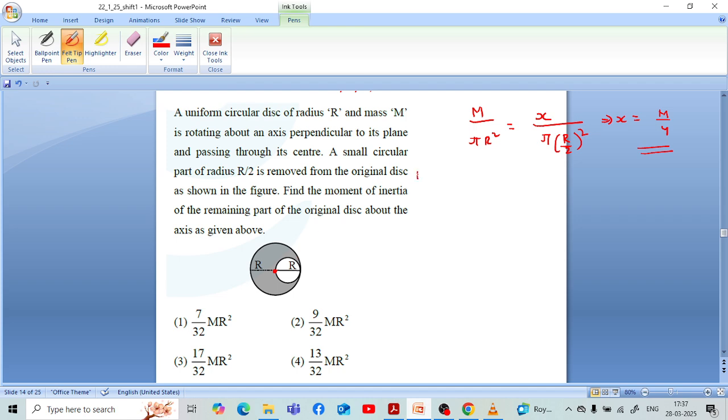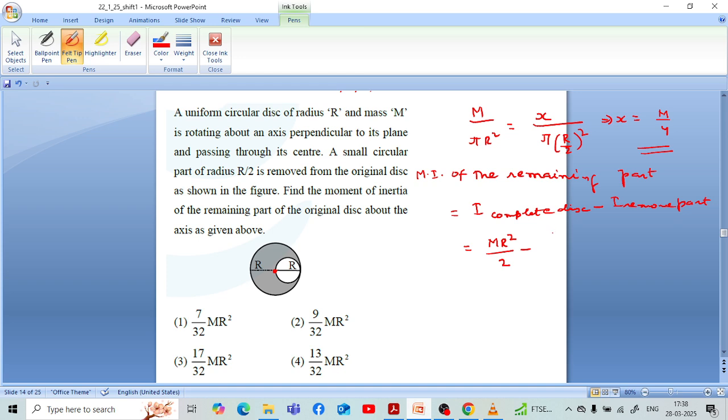Now we have to calculate the moment of inertia of the remaining part. The moment of inertia of the remaining part is equal to the moment of inertia of the complete disk minus the moment of inertia of the removed part. The moment of inertia of the complete disk is, by the basic formula, m r square by 2.